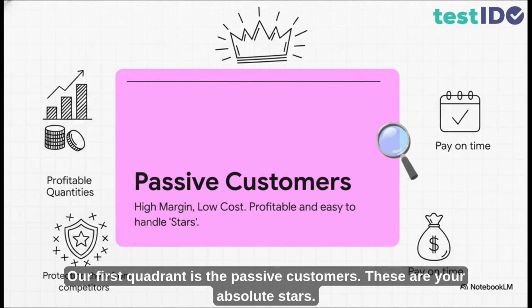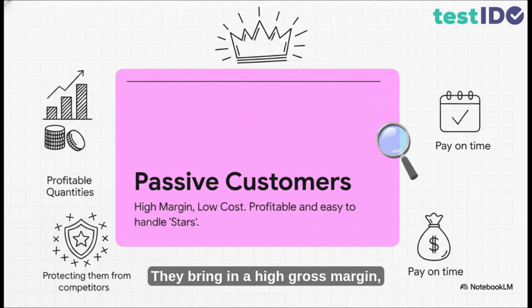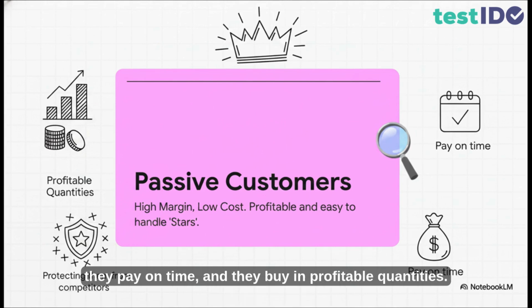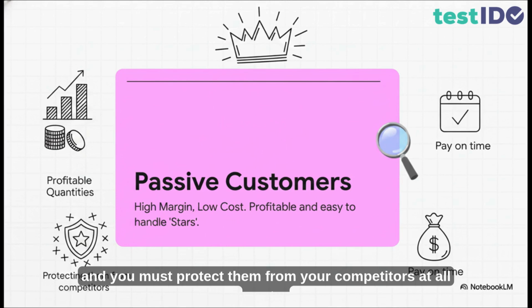Our first quadrant is the passive customers. These are your absolute stars. They bring in a high gross margin, and they have a wonderfully low cost to serve. They don't complain, they pay on time, and they buy in profitable quantities. From an exam perspective, the strategy here is super simple. These are highly profitable, incredibly easy to handle, and you must protect them from your competitors at all costs.